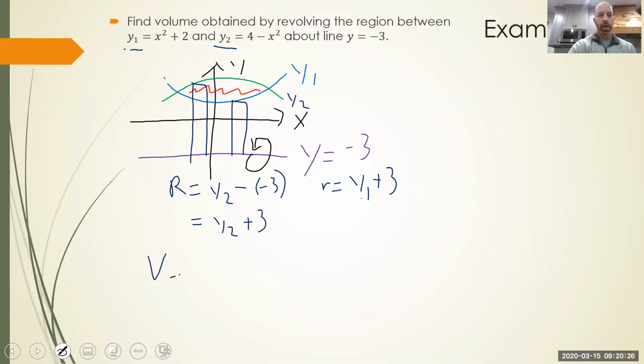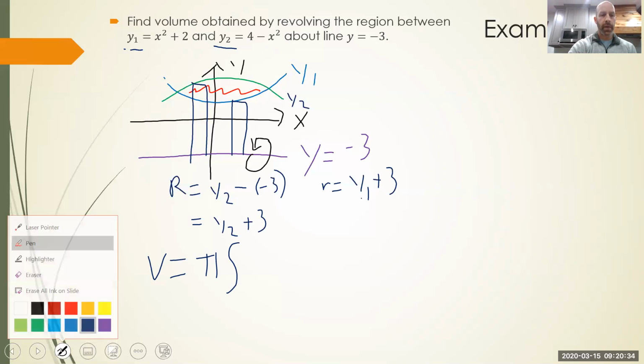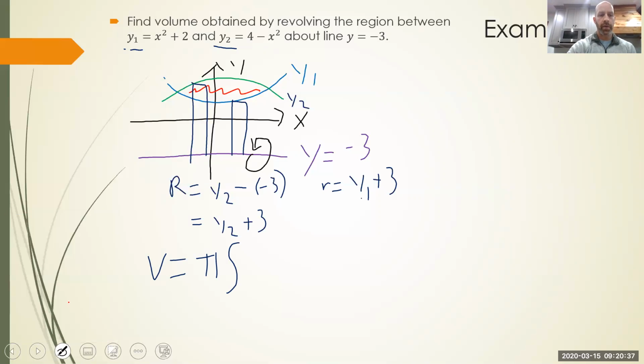So our volume is going to be pi integral. I'm actually going to do a little bit of a trick here, and I'll let you hopefully figure out why I'm doing this. But instead of going from -1 to 1, and I should have mentioned that earlier, that this is x equals -1, and this intersection point here turns out to be x equals +1, I'm only going to go from 0 to 1. And instead of going from -1 to 1, since I'm doing that, I'm going to do times 2. And the reason I'm able to do that is because it's symmetrical.